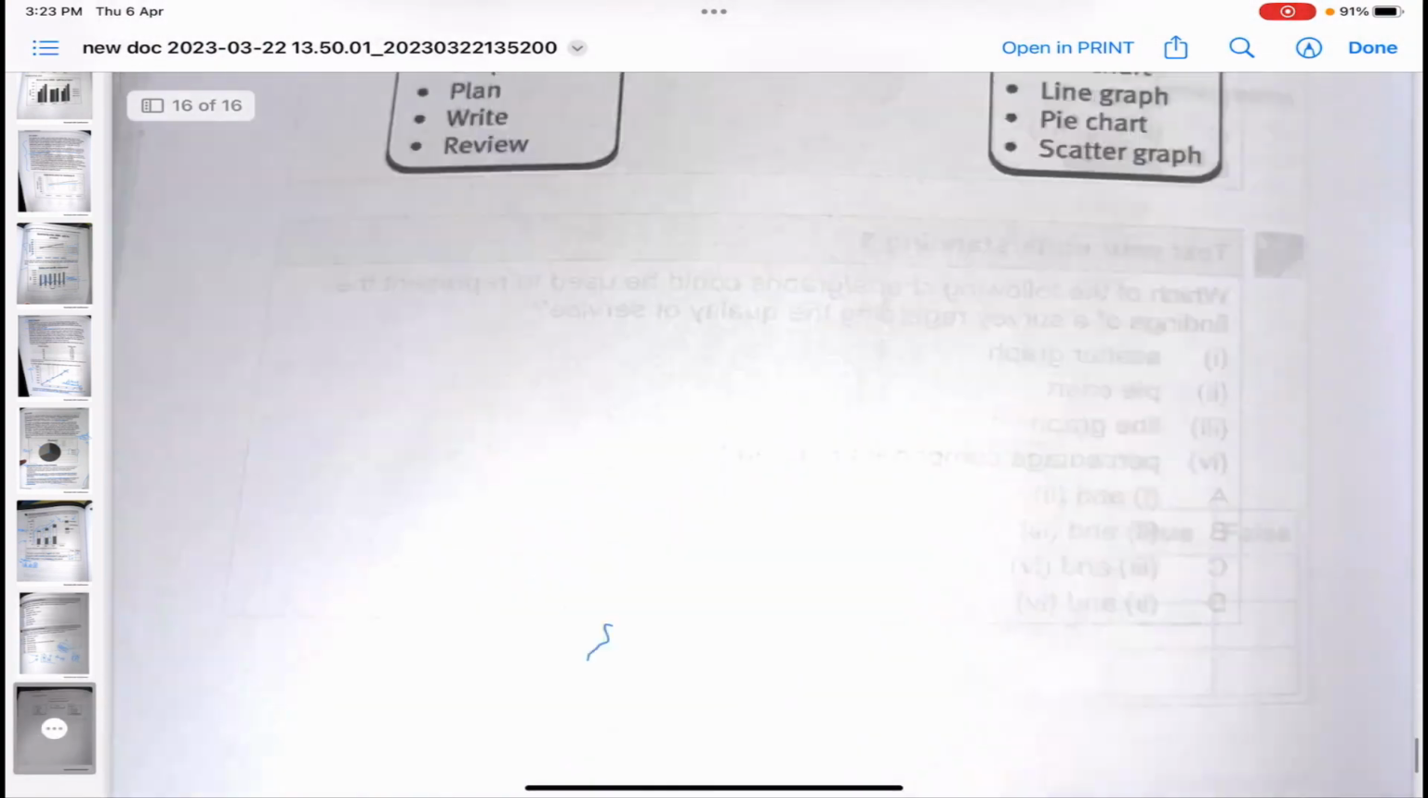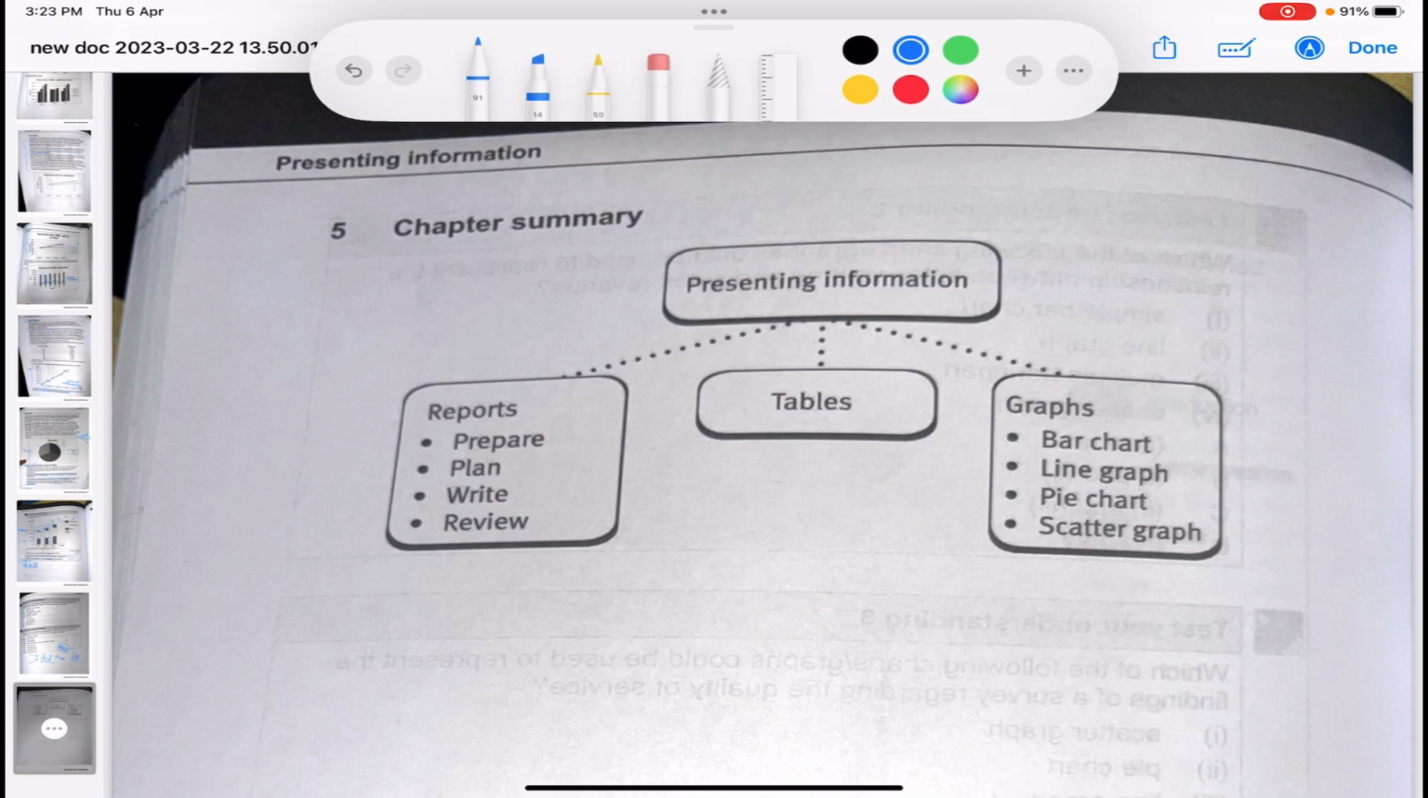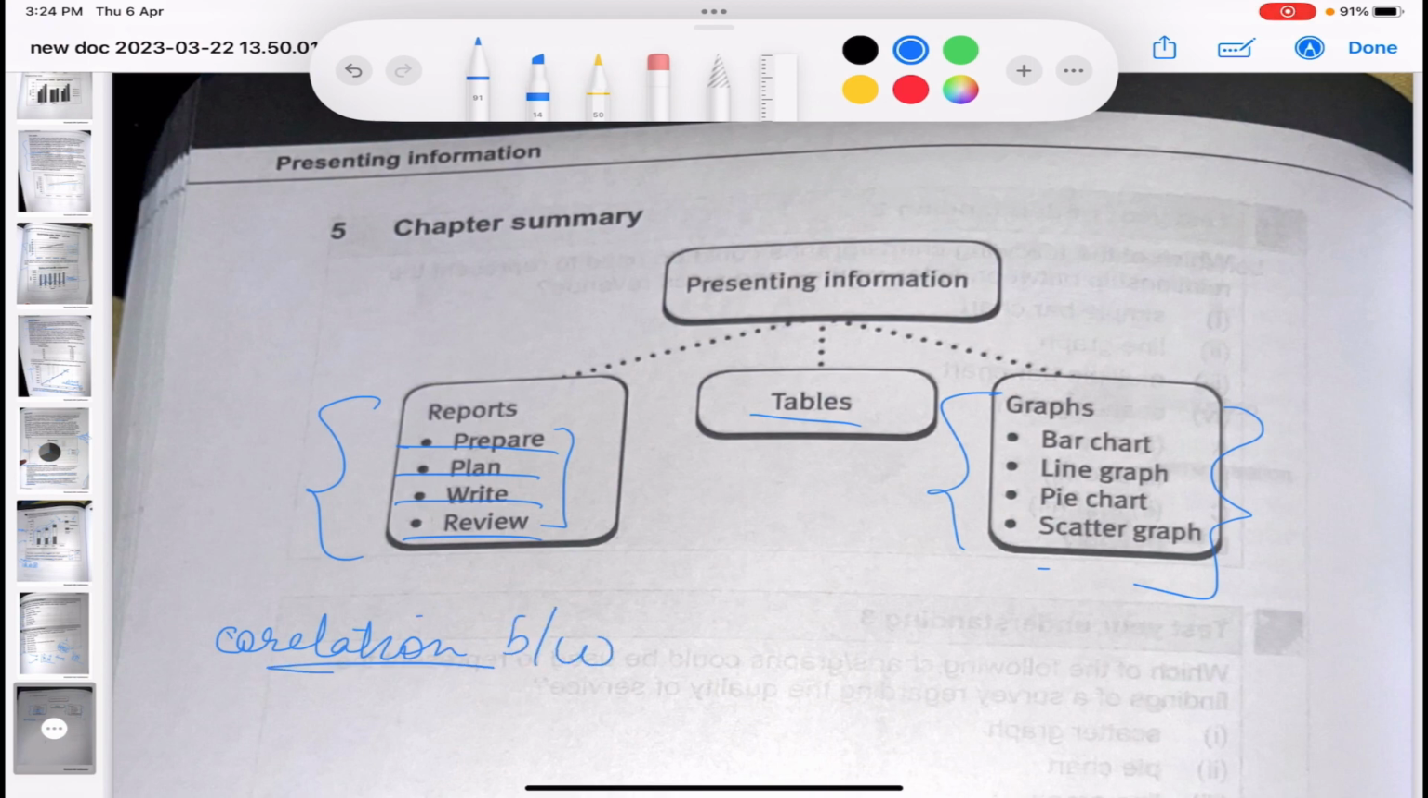Alright, so we are done with this chapter. These are the steps in writing a report: prepare, plan, write, review, tables, and these are the graphs which we have seen. Whenever you have a correlation between two variables, in that situation, you are always going to use a scatter graph.